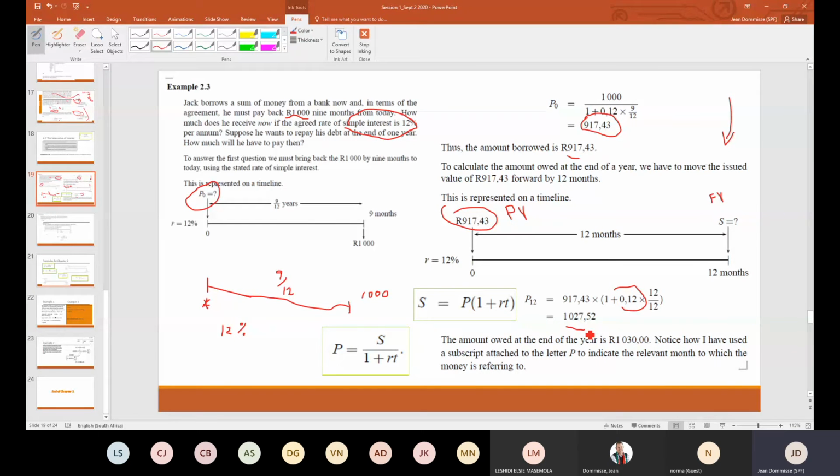Again, from that now you can say, okay, what was the value? What's the difference between the 9 months and the 12 months? What's the interest between the present value of the 917 rand and the 9-month value of 1,000? What was the extra 3 months of interest? So again, there's a few things that can come out of this as different questions.